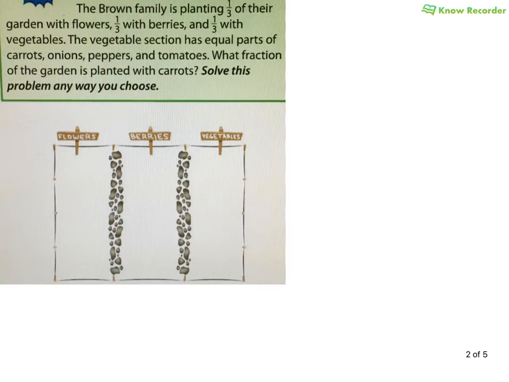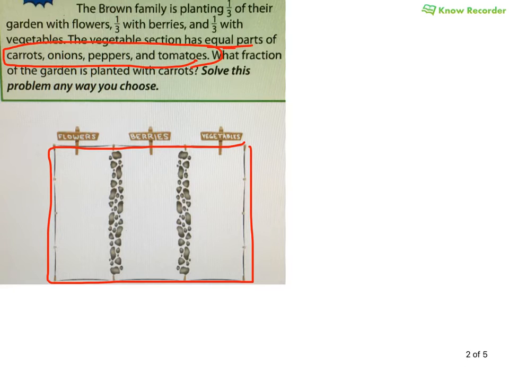So today it says the Brown family is planting 1/3 of their garden with flowers, 1/3 with berries, and 1/3 with vegetables. Before I even start, the only thing I'm concerned with is drawing a whole garden, because we're always starting with a whole when we're talking about units, all right? The vegetable section has equal parts of carrots, onions, peppers, and tomatoes. So first of all, equal is letting me know that I'm going to divide, and it also makes sure that I know that each value is going to be the same, so I can divide.